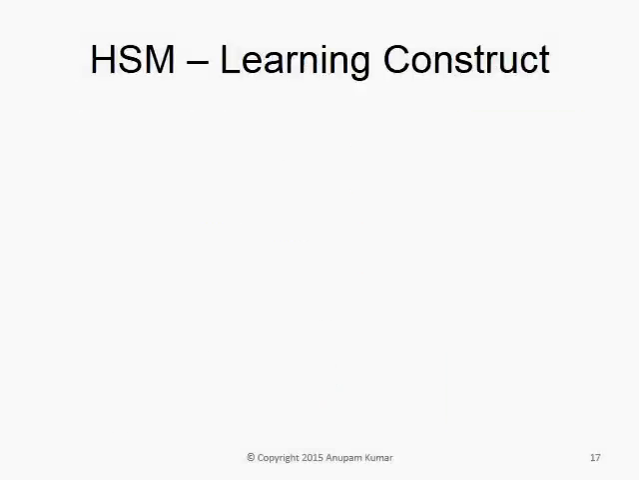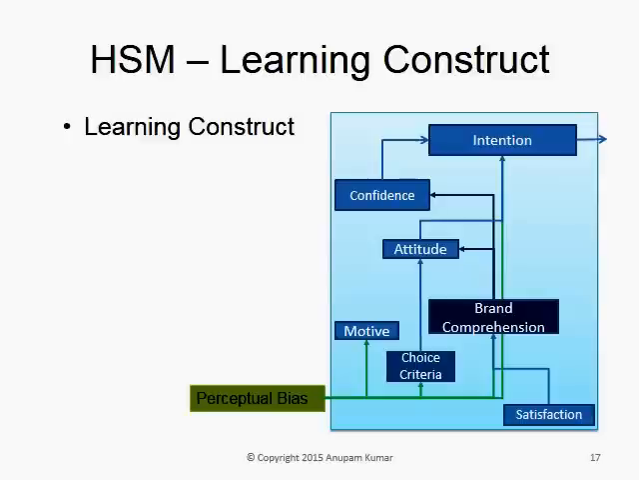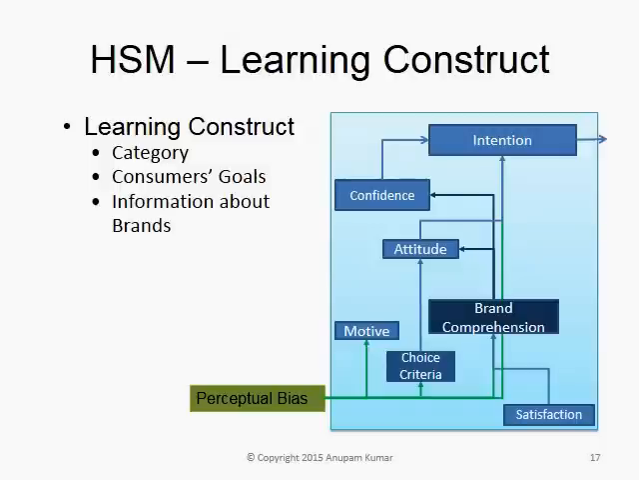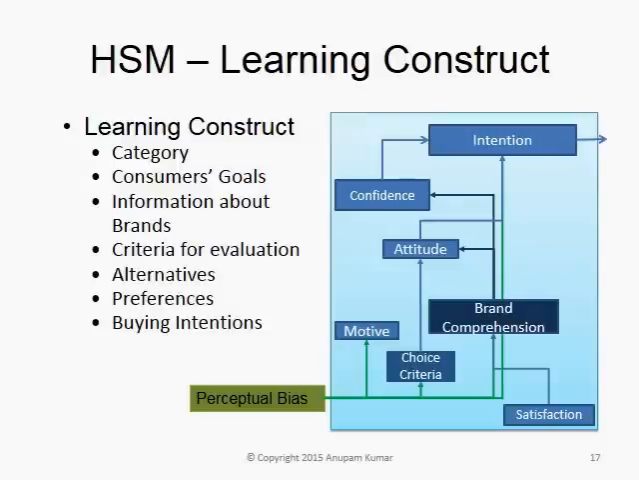Next, we come to the learning construct. In the learning construct, the consumer learns about the category, the consumer's goals, information about the brands, criteria for evaluation, alternatives, preferences, and buying intention.